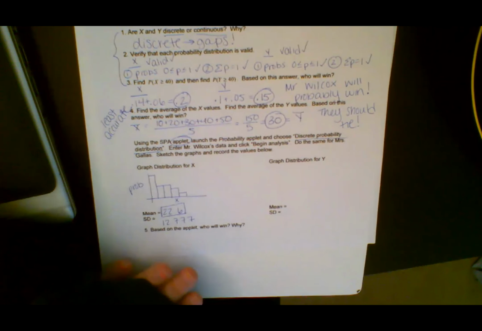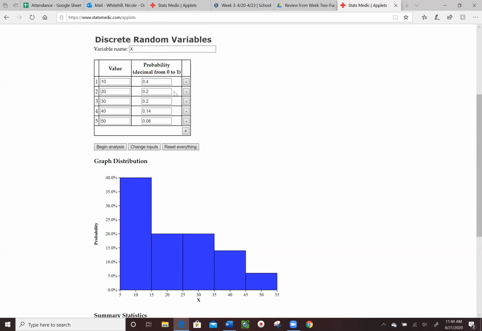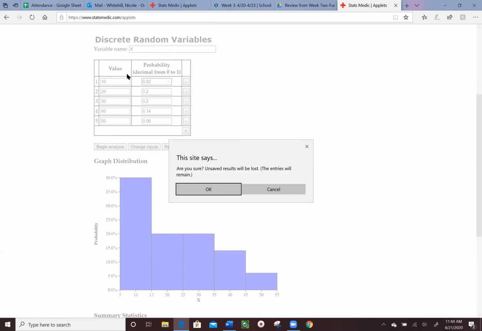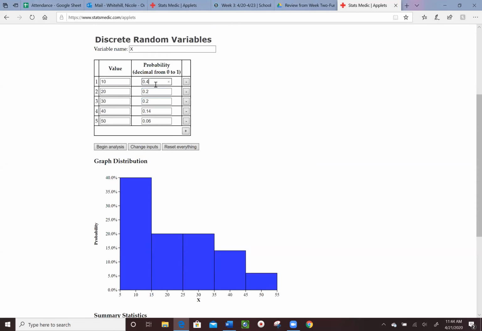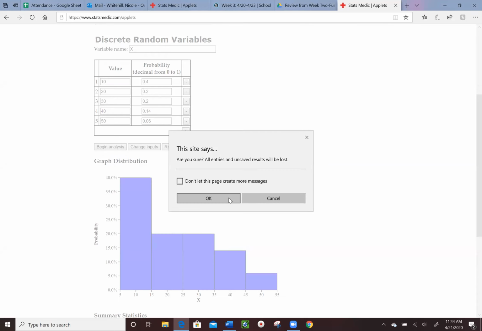We're going to quickly shift back to that applet so that we can do the same thing but with Mrs. Gallus's to compare the two. Now I'm going to change the probabilities because she has the same values, okay? So our values are the same. We've got 0.02 for 10. Oops, don't do that. 0.02 for our 10 probability. Oh, wait, okay. Reset everything.